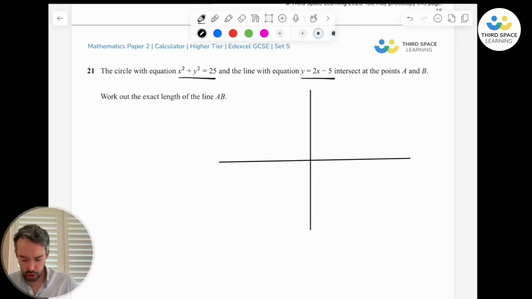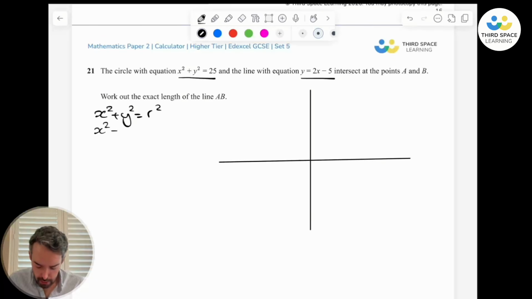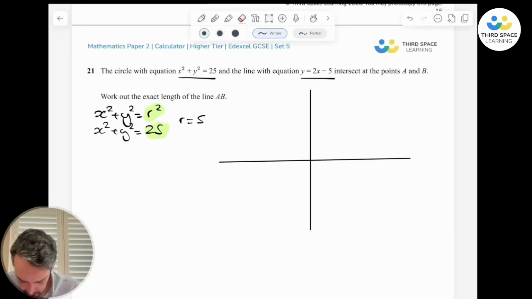And let's draw a circle. So what's the radius of our circle? Well, x squared plus y squared equals r squared. That's the general format of a circle. So x squared plus y squared equals 25. R squared is 25, isn't it? So R must be 5. So let's draw a circle with radius 5.